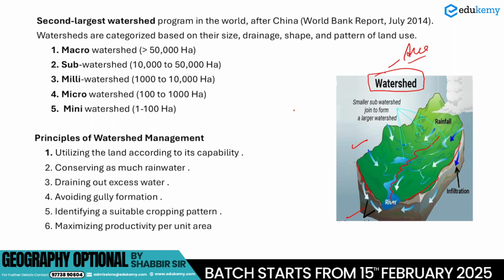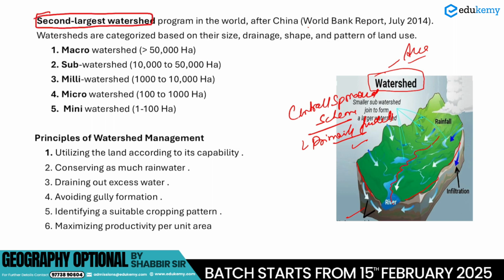And India's integrated watershed management program is also a centrally sponsored scheme. I hope you have information about centrally sponsored schemes: these are schemes primarily funded by the central government. But yes, the responsibility of execution lies with the state governments, while maximum funds are given by the center. India's integrated watershed management program is the second largest watershed program of the world, as mentioned in the World Bank report of 2014. The first one is China.